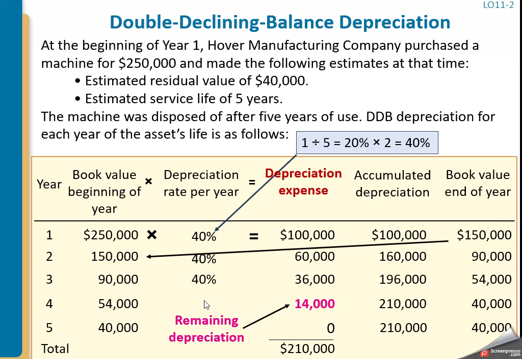Now then you'll reach a point where you don't do the 40% anymore because you don't want it to go below the residual value. So we'll look at this year and say, okay, if we did the 40%, we would end up with a higher number. We would depreciate it too far, and we don't want to do that. So all that's left to depreciate is 14,000, and then we would have nothing in year 5. And then our book value is 40, and that's again what we expect to get when we sell it or trade it in.